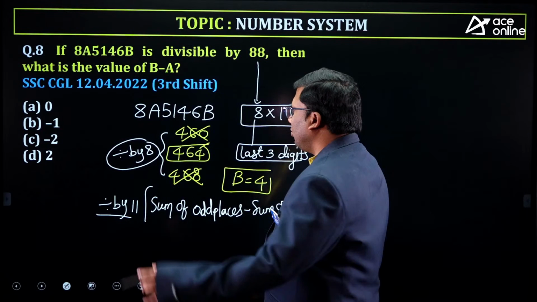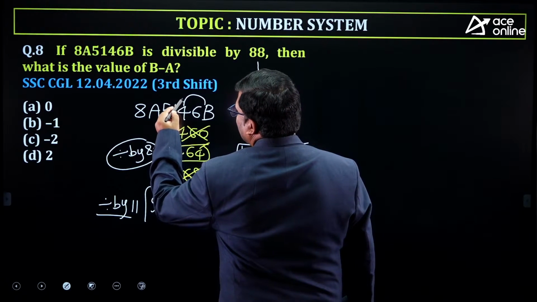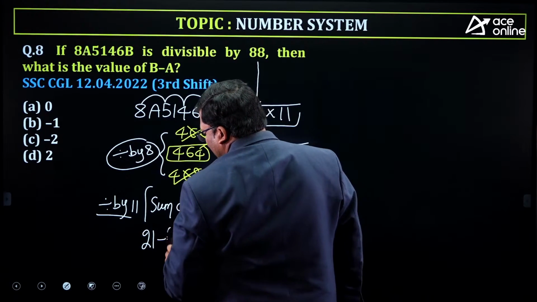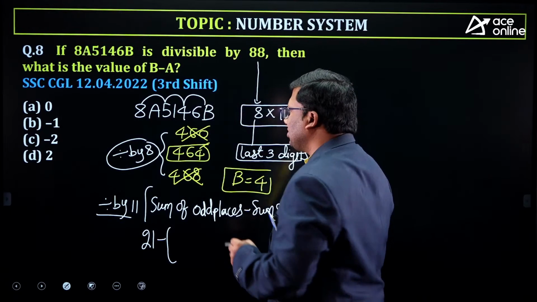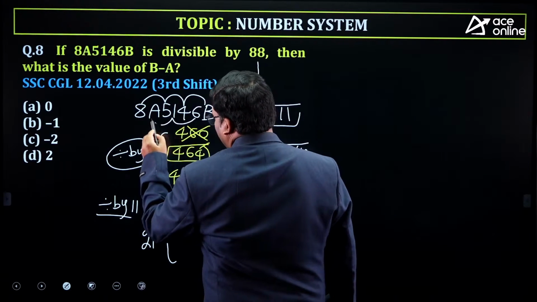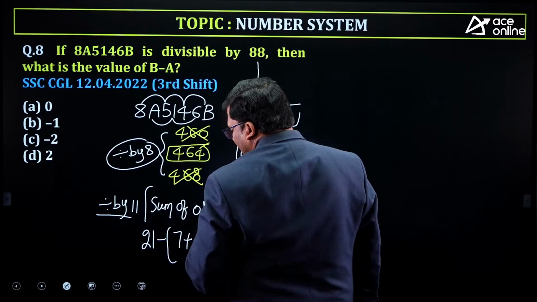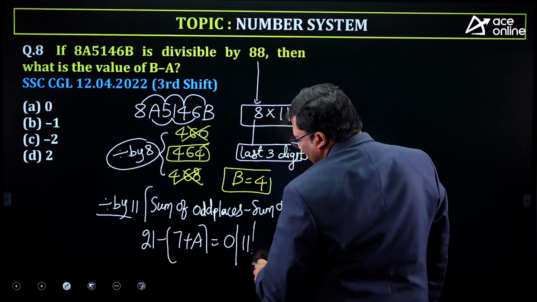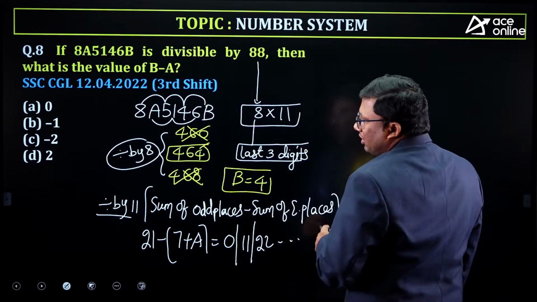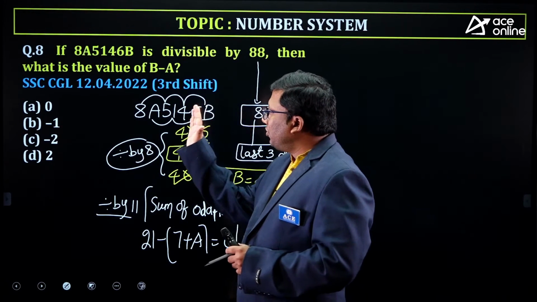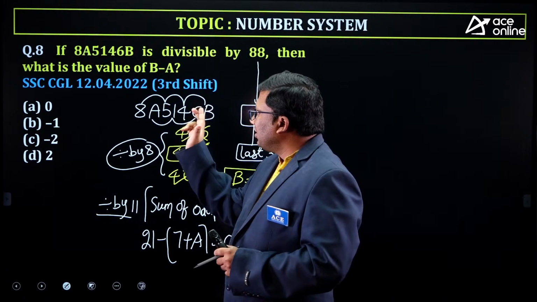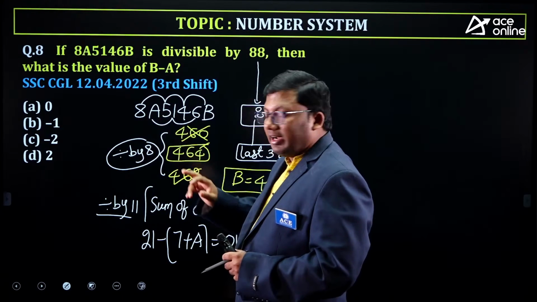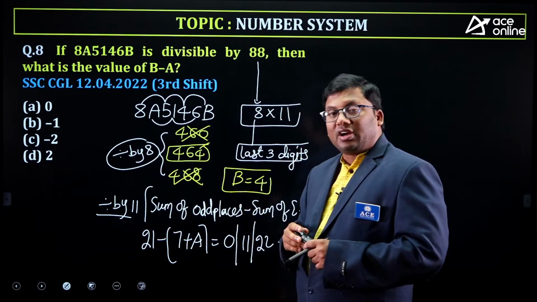So let us see. B value is 4. 4 plus 4 is 8. 8 plus 5 is 13. 13 plus 8 is 21. Now the sum of even places: 6 plus 1 is 7, 7 plus A. The difference should be either 0 or a multiple of 11. Here it is 21 minus (7 plus A).